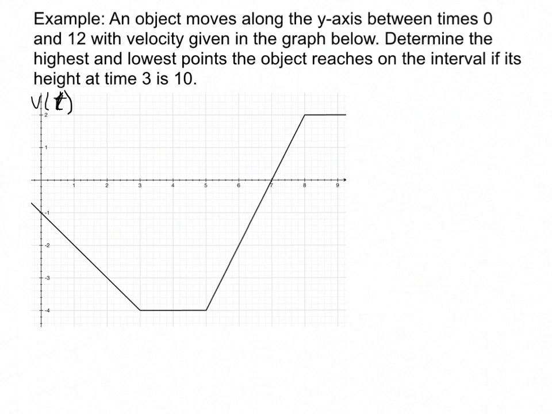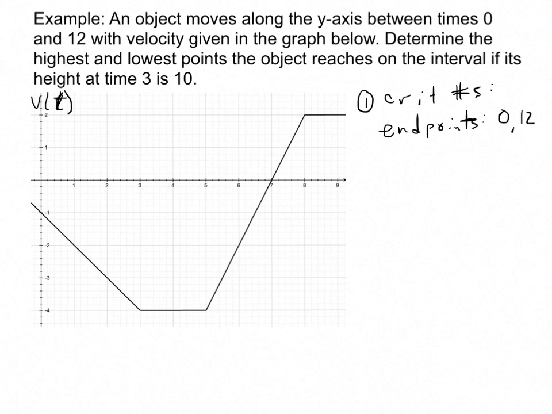So my step 1 is supposed to be, what are my potential mins and maxes? What are my critical numbers? Well, there are the endpoints, which are 0 and 12. And then there's where the derivative, where velocity is 0. And that happens in one place. That happens when time is 7, right here.